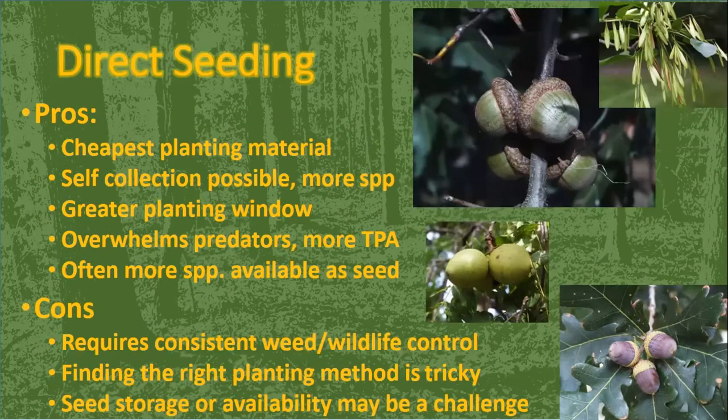So what are some of the pros and cons of direct seeding? Well, gosh, one of the pros is that it's the cheapest planting material possible. It's pretty cheap to buy the seeds. You can actually go out and collect those seeds yourself, if it's kind of a fun project, if you're interested, if you have a small enough planting site that, in a single season, you can collect enough seed. We have a greater planting window, as we'll talk about when we get into some of these other planting materials. We have a much narrower, smaller time of the year where we can plant. So we have a wide ranging window.